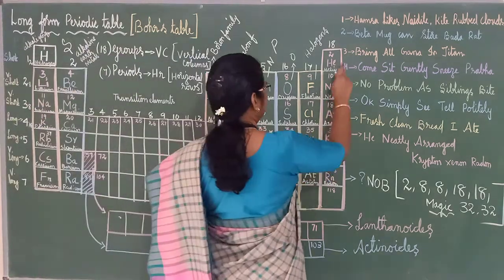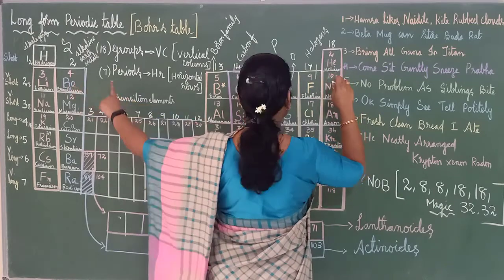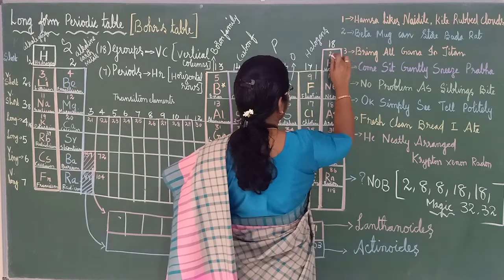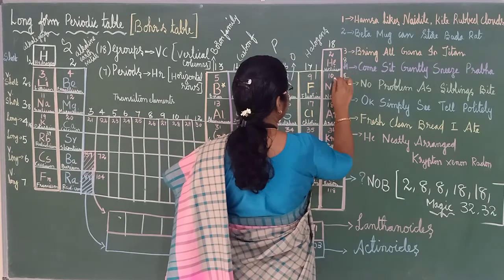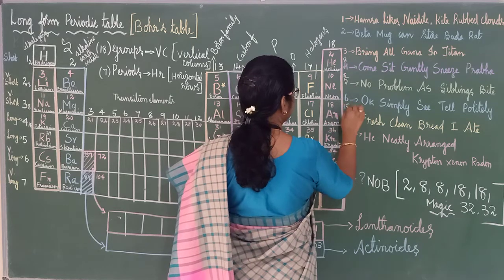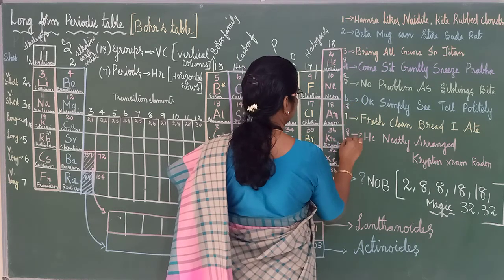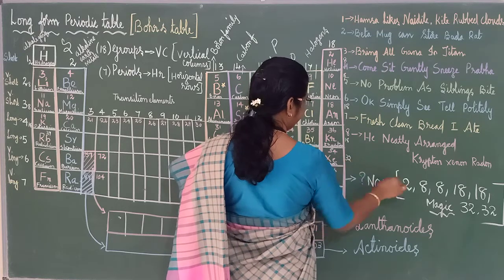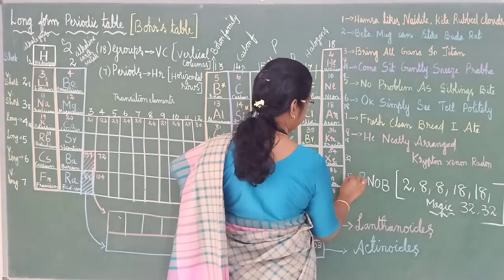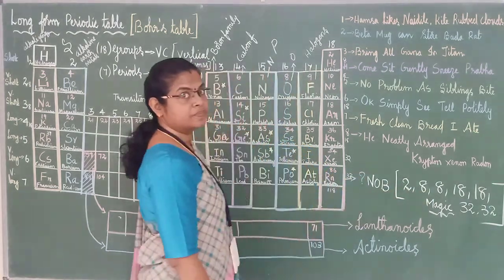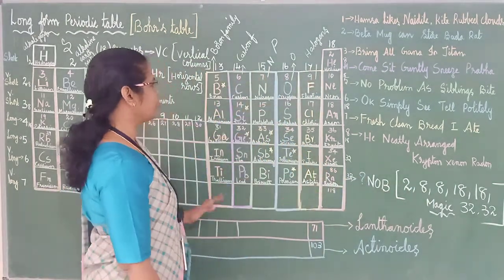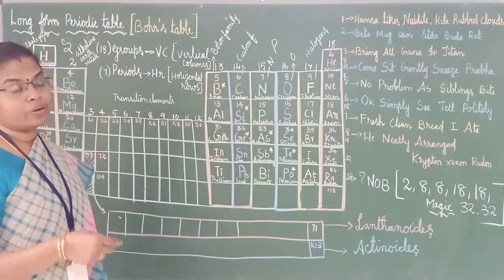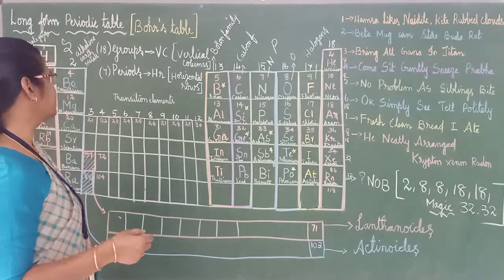When you start from that side you should start with 2. When you come this side, you should delete that 2 and start with 8. 8 plus 2, 10. 10 plus 8, 18. 18 plus 18, 36. 36 plus 18, 54. 54 plus 32, 86. 86 plus 32, 108. Like that also you can remember. If you remember that, then automatically other things also. The first 20 you have already studied from hydrogen to calcium, so it will be very simple for you.